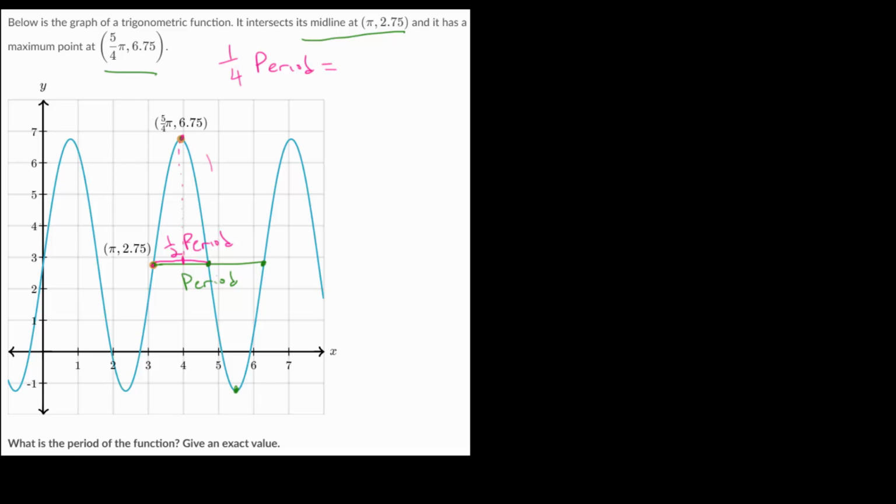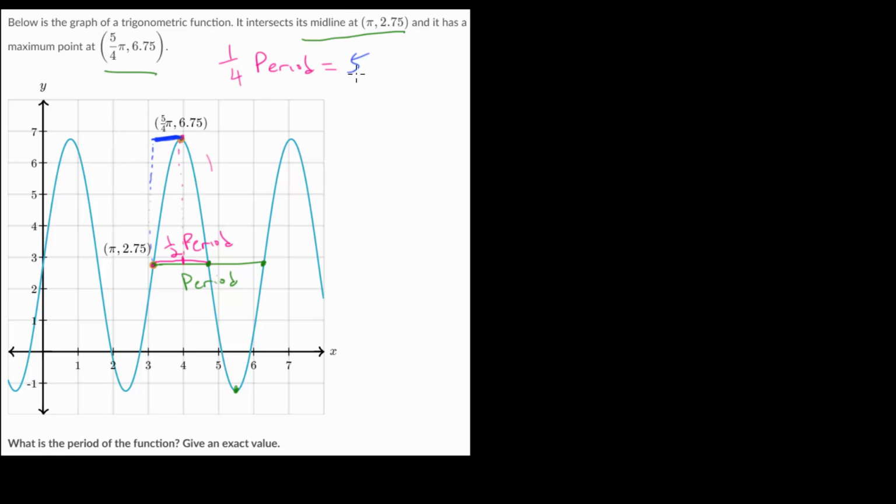Let me use a different color. It's this distance right here, essentially, between the x value of our midline and the x value of our maximum point. And to find that distance, we can take the x value at our maximum point and subtract the x value at this midline point, and that would give us 1/4 of the period. And from there, we can just multiply each side of this by 4 to find the actual period.